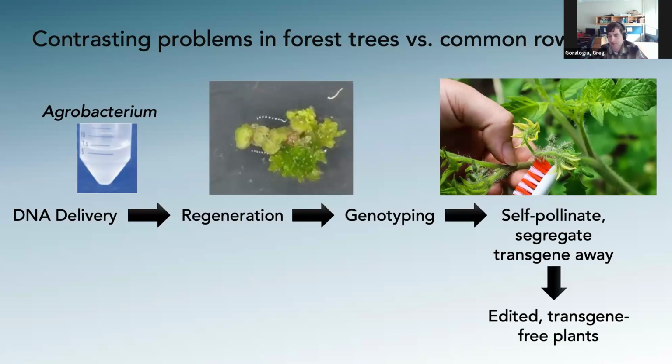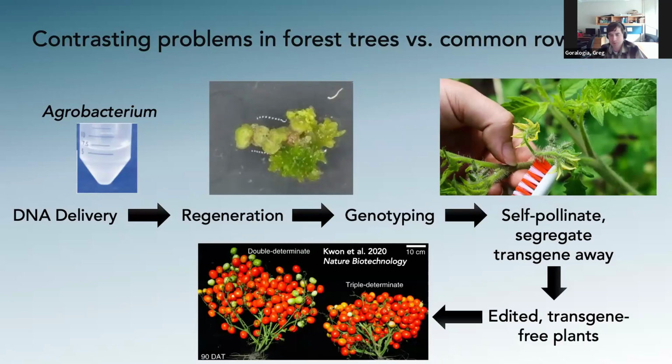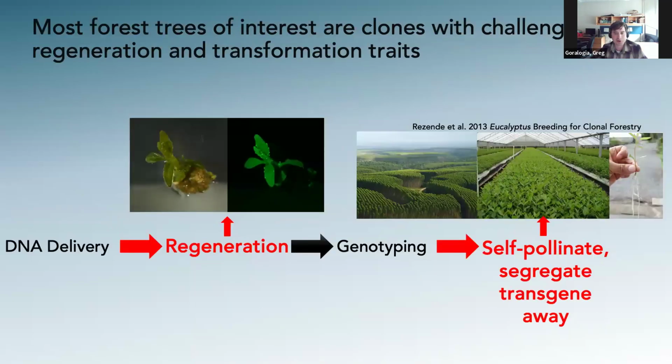Then you might have edited transgene-free plants and be able to do field testing or something like that, depending on what country you live in. But in trees, most of these are clones, and they just have really challenging in vitro biology. And so both for morphogens as well as for CRISPR, this is really a problem because it's really hard to get those genes out or not get them in the first place.